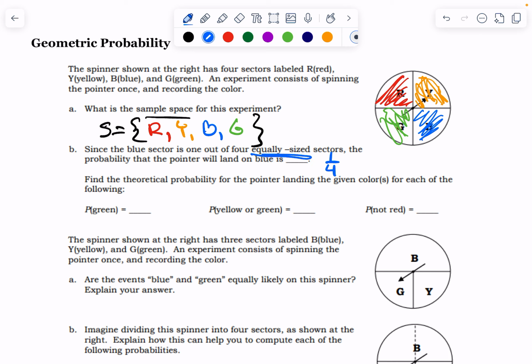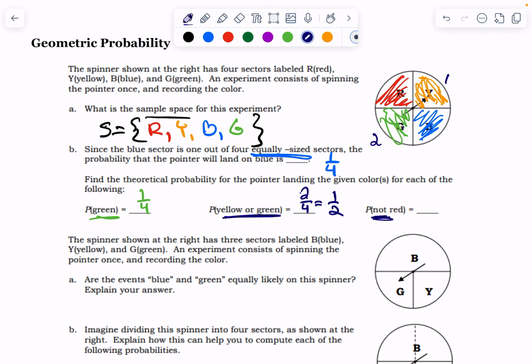Again, 4 equally sized. Find the theoretical probability for the pointer landing the given color for each of the following. So first one is green. Again, that's going to be 1 out of 4 because we've got one green and it's out of the 4 different colors. Next is going to be yellow or green. So we have 1 and 2 that are going to be yellow and green. So 2 out of 4, which simplifies to 1/2.